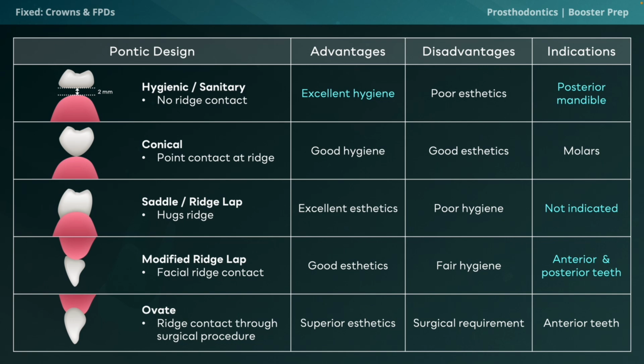And that's because it only partially contacts the edentulous ridge, as opposed to complete contact in the ridge lap Pontic. So this partial contact is on the buccal or facial aspect of the Pontic, and while it's not as cleansable as the sanitary Pontic or the conical Pontic, it is more cleansable than the ridge lap.